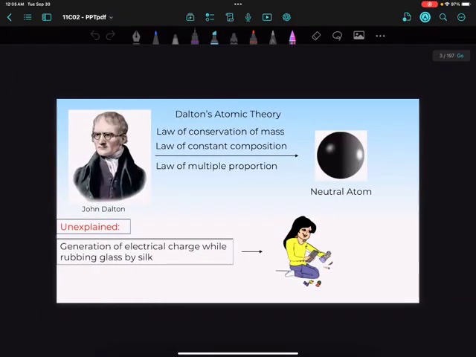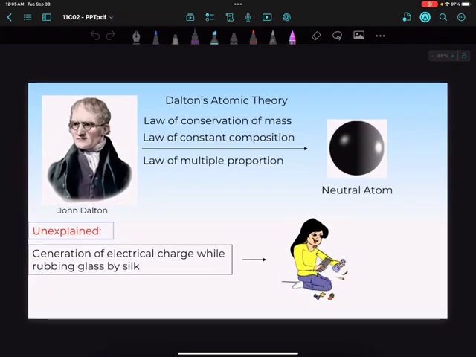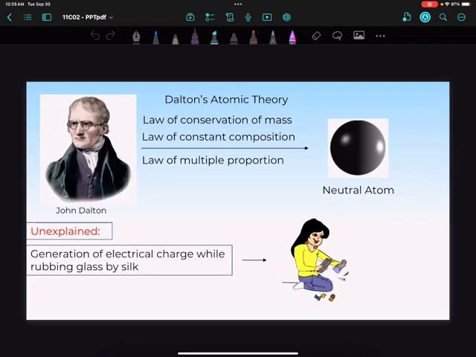Okay, but this was proved wrong, as there was an experiment where electric charge was generated while rubbing glass with silk. For example, when we wear a woolen sweater and rub our hands against each other and keep them near our heads, we can say static electric energy forms. So now the question is, how does this generation of energy take place?